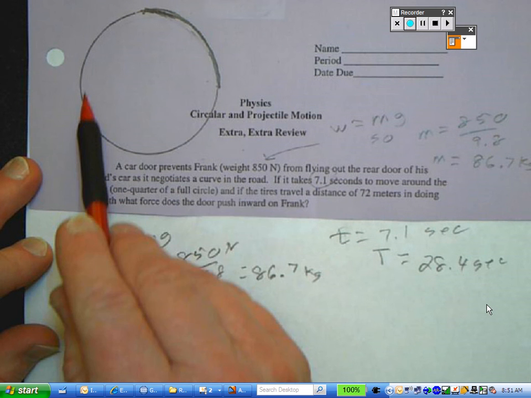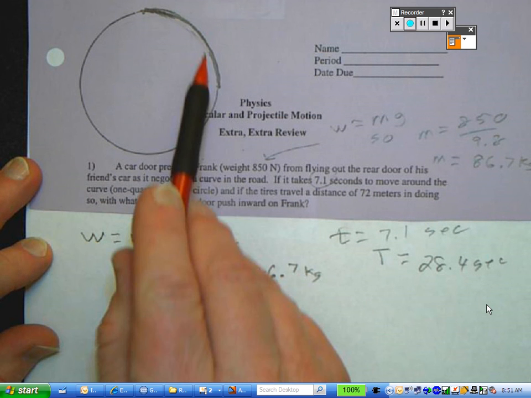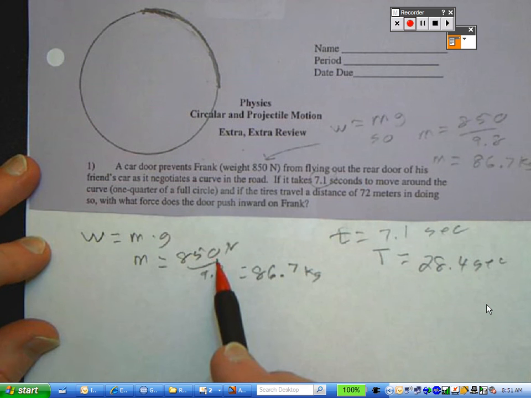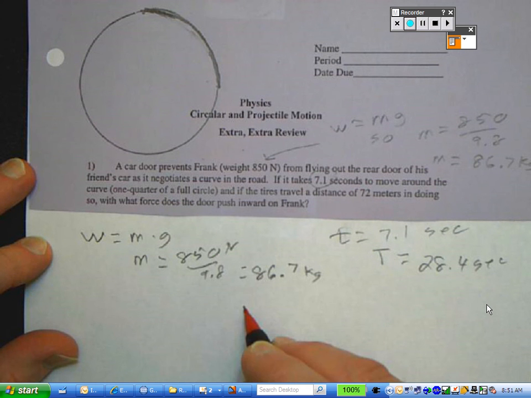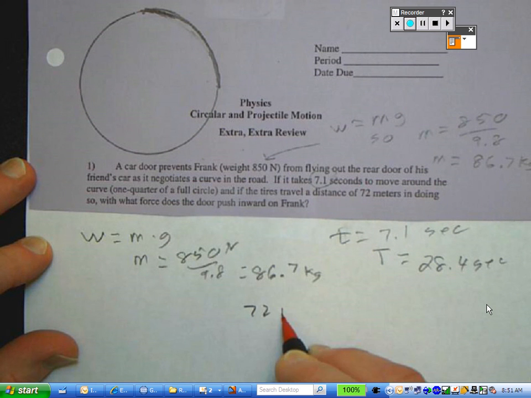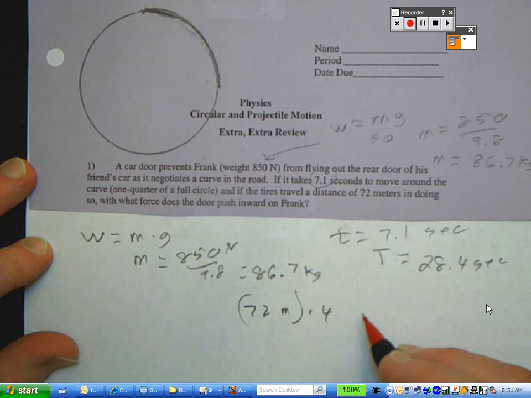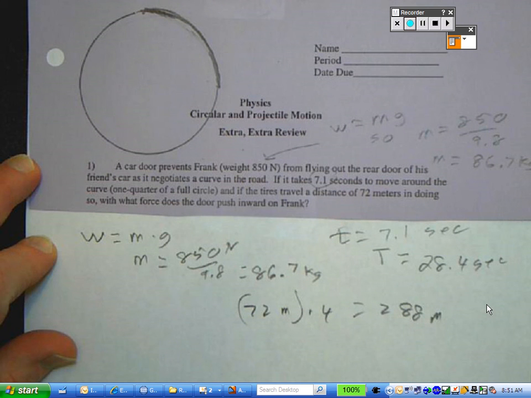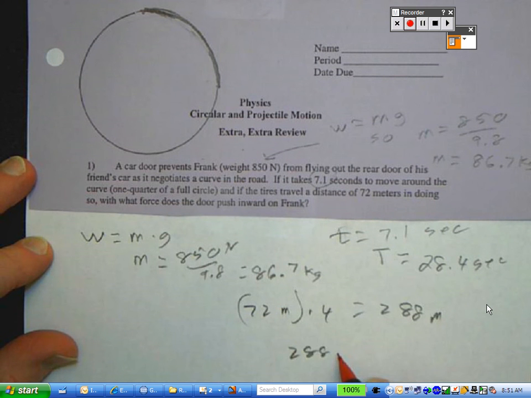One last detail that's very important is that he travels a distance of 72 meters going all the way around the curve. So he goes around the curve 72 meters. Now that 72 meters is not the entire circumference. So 72 meters times 4, because it's a quarter of the circle, would be 288 meters. So if you set 288 meters as the circumference equal to 2 pi r, you can get the radius of 45.8 meters.